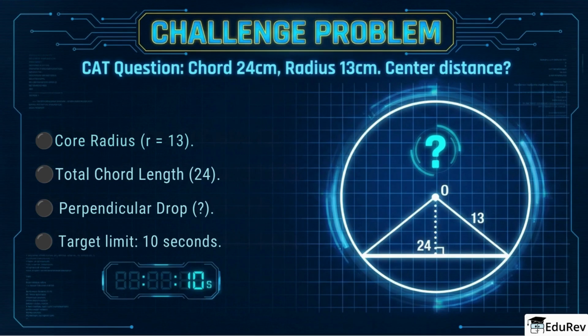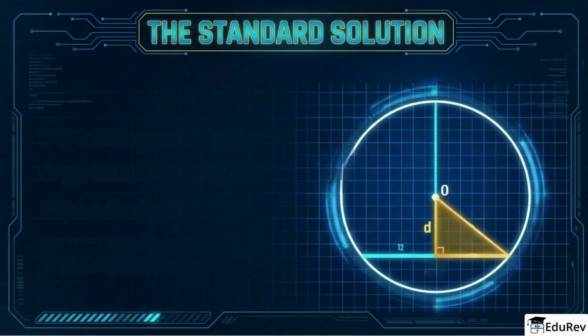The moment you see a chord and a center, the instinct should be to split the chord into 2 equal parts. So each half becomes 12. That instantly gives you a triangle formed by radius 13, half chord 12, and the unknown distance from the center. This is the classic circle setup where the full chord is 24, so the half chord becomes 12. The radius is 13, and that immediately tells you to form the right triangle from the center to the chord.